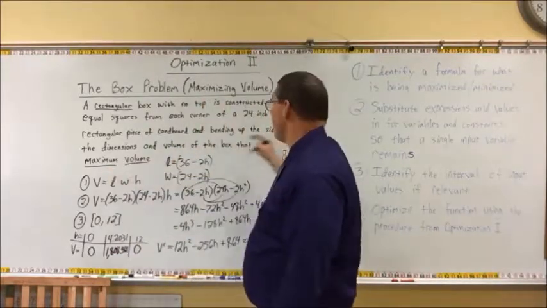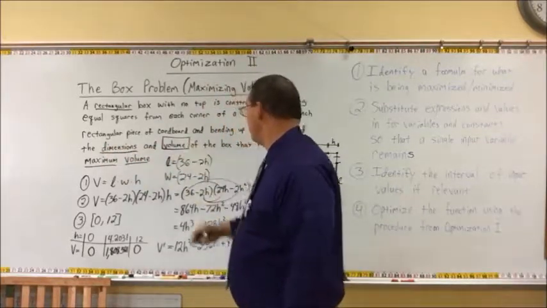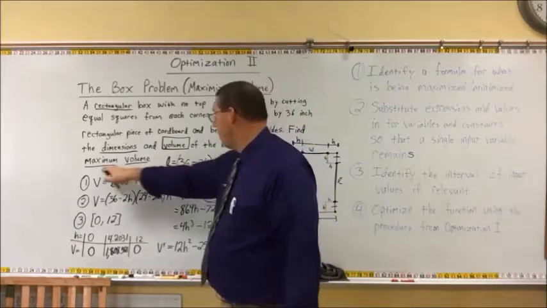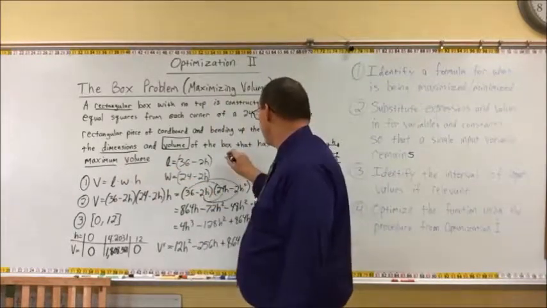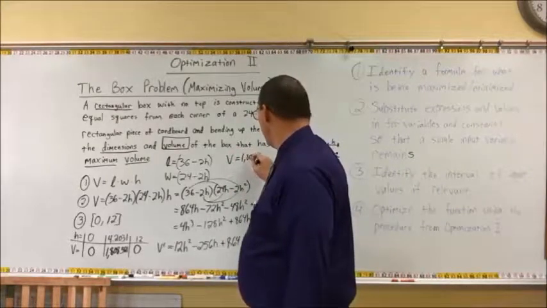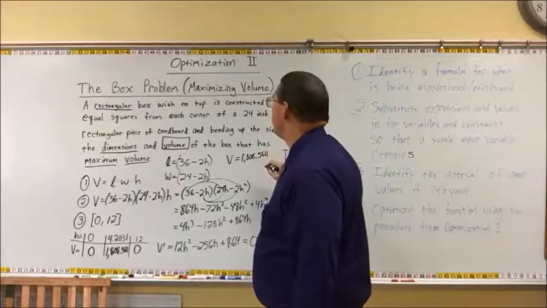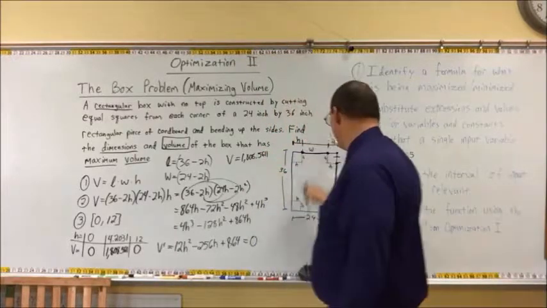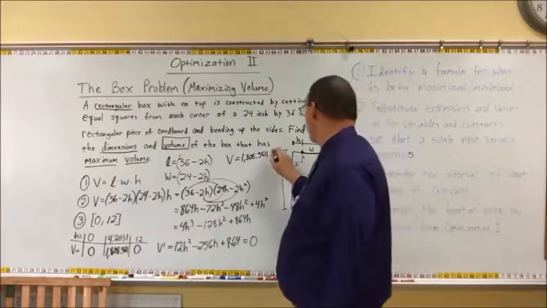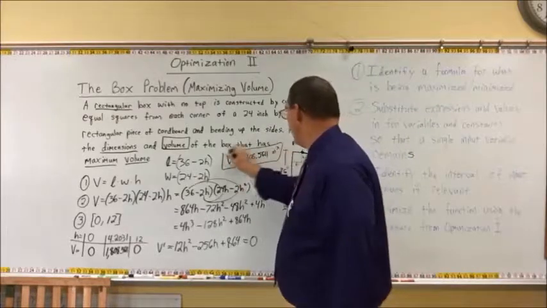And the question says, find the dimensions and the volume. Well, we just found the volume. The volume of the box of maximum volume is 1,808.5611 cubic, or is this inches? Yeah, this is in inches. This is 24 inches and 36 inches. So that's inches cubed. That's our answer for the volume.